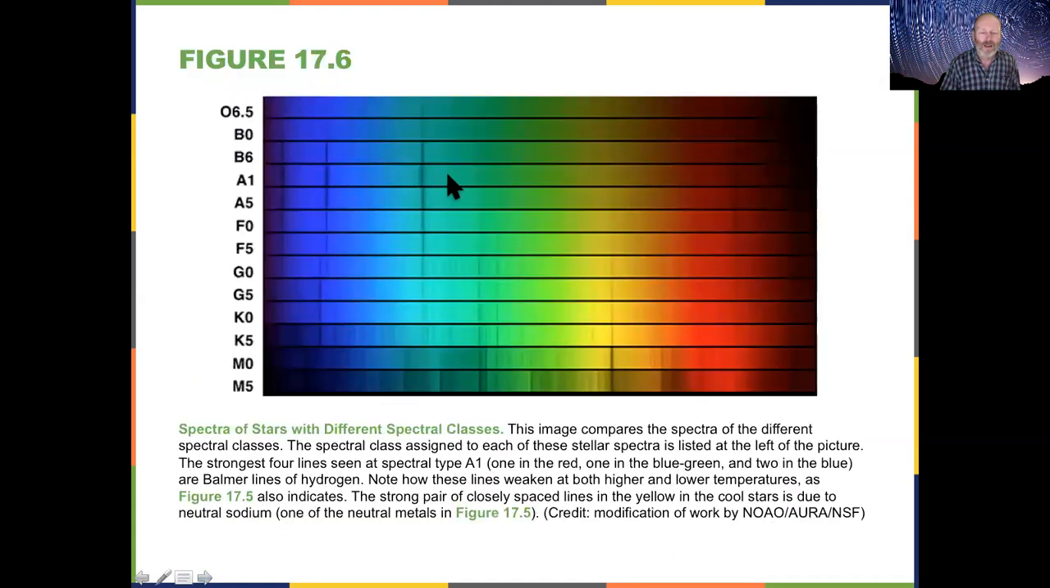When we look at the different lines that are coming off of different stars, again, we have our spectral types over here. We can see some have more intense lines than others. Some have more distinct lines. Some have different elements in them along the way. So when we're looking at this, like it says here, the spectral type A1, we see the Balmer lines. We've got this line here, this line here, this line here, this line here. Those are the key lines.